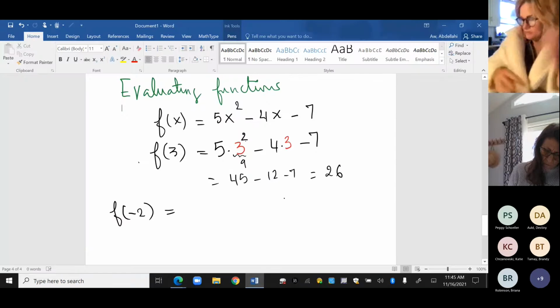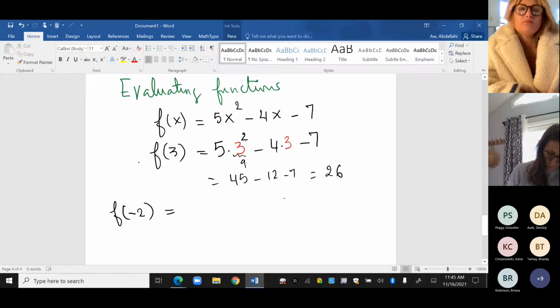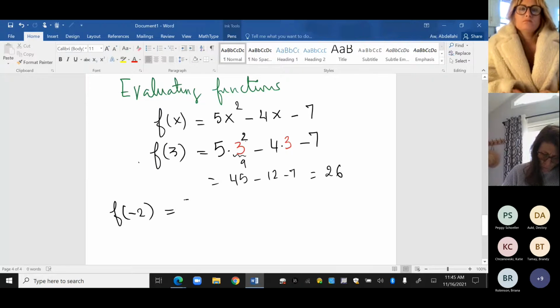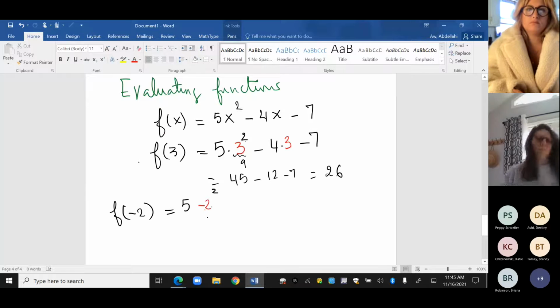All right, f of negative 2, we understand we need to plug in negative 2 everywhere, right? So now we're going to substitute, we're going to replace the x with negative 2. So now it's going to be negative 2 squared, right? Okay, so what am I missing? What am I missing?